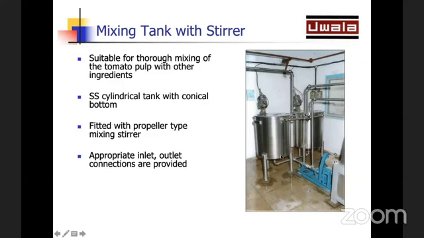So once we have the pulp, we standardize the pulp, or we make all the pulp alike in terms of properties. So that standardization happens in these tanks. Once the pulp is standardized, then we take it for concentration in order to make tomato puree.